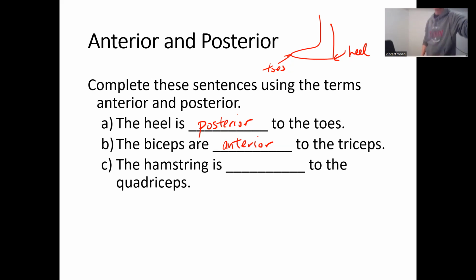For the leg, here we go again. This is the quadricep. And then the back, you can't really see it, but on the back, that's the hamstring. So the hamstring is blank to the quadricep. It's in the back, I told you, right? So that's posterior.